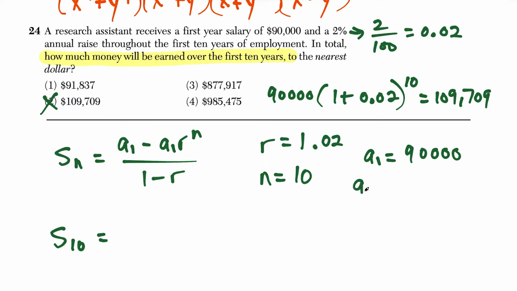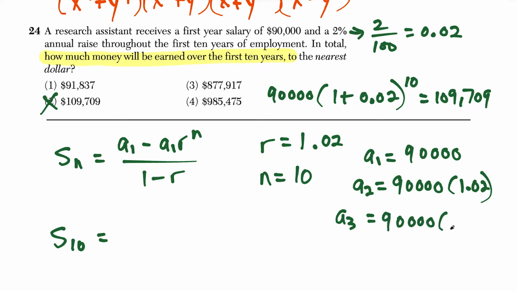And then for A2, if I had to find A2, I would take 90,000 and multiply it by 1.02. This would add the 2% on. A3, I would multiply by 1.02 again, and this would bring us to 1.02 squared. Okay, so you could do this all the way down to A10 and then just add all these numbers together, but that's going to take forever to type into the calculator. So they have this wonderful formula that will speed things up.